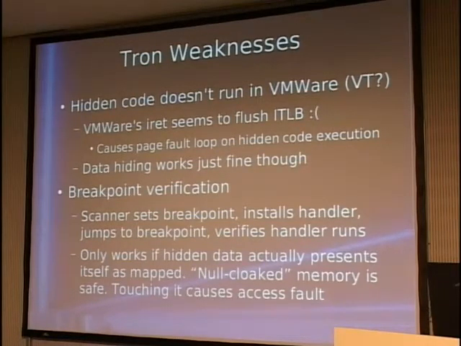So what are the weaknesses in Tron? Hidden code really doesn't run in VMware. I haven't tried AMD's virtualization or Intel's virtualization. That's promising, but vanilla VMware seems to flush the instruction TLB when it does an IRET. In other words, when the page fault handler returns from priming the instruction page cache, VMware flushes it and then causes you to incur the page fault again, and you basically enter into a page fault loop when you try and execute hidden code in VMware.